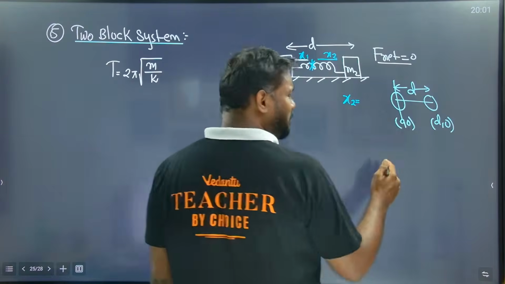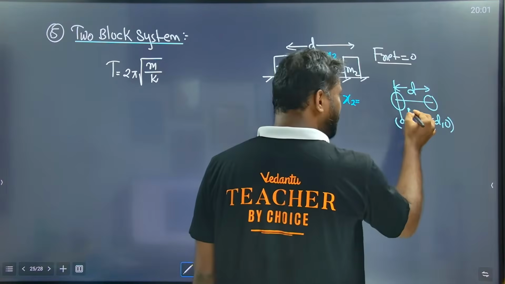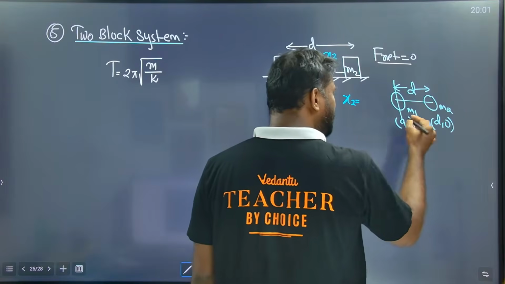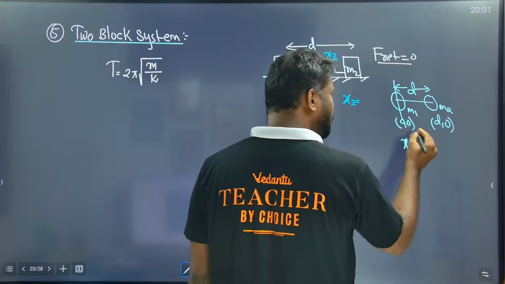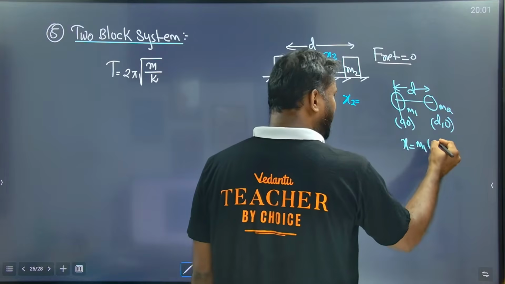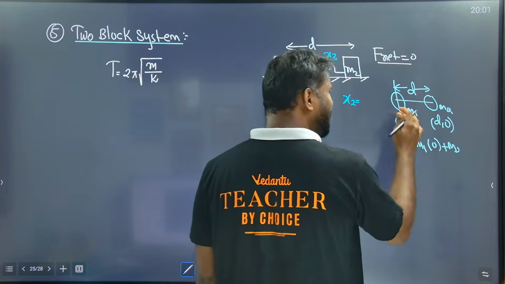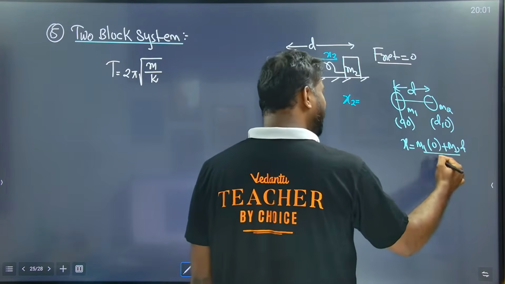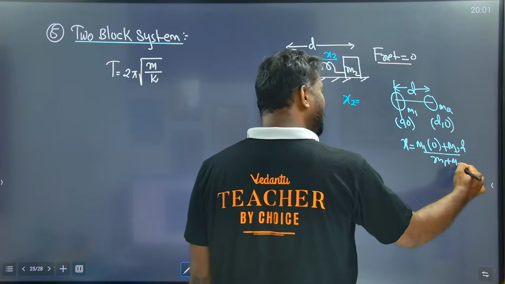இது எப்படி கால்குலேட் பண்ணலாம்? So we can calculate that. இது m1 எடுத்துட்டேன், இது m2 ன்னு எடுத்துட்டேன். So இது origin எடுத்துட்டேன்னா x is equal to m1·0 plus m2 into what? இங்கிருந்து எந்த டிஸ்டன்ஸ்ல இருக்கு? d டிஸ்டன்ஸ்ல இருக்கு, divided by m1 plus m2. Same, I am going to apply that.